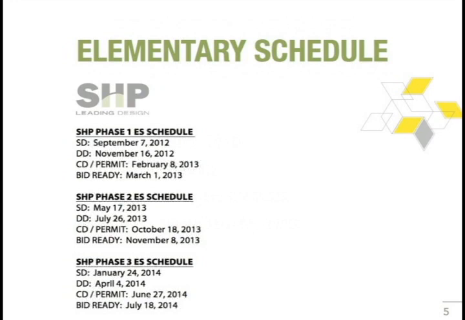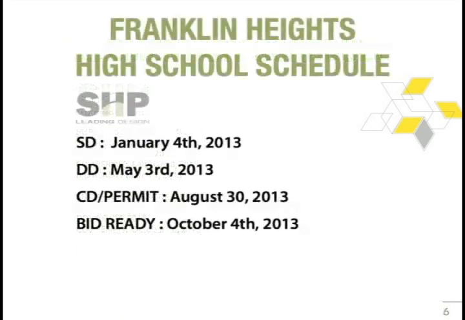So that's the way it looks right now, which means every year we're going to be putting out a phase of elementary school. High school is a little simpler. I'm a little jealous. They've got till January 4th just to get their SDs done, DDs in May, and the CD permit in August. And again, bid ready in October, but probably looking at the end of the calendar year, beginning of the next year as the best time to bid, because that is a huge project and will hit the market at the best possible time.